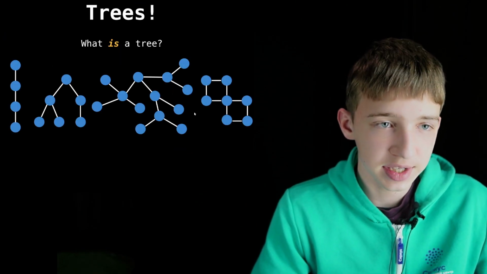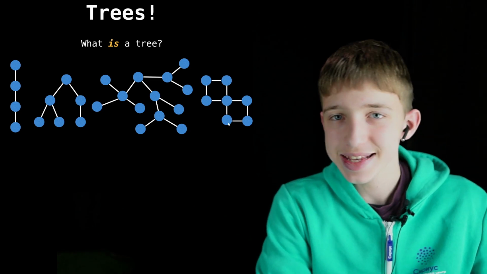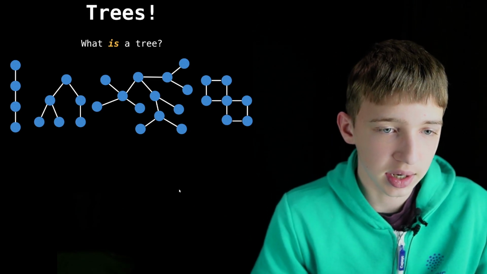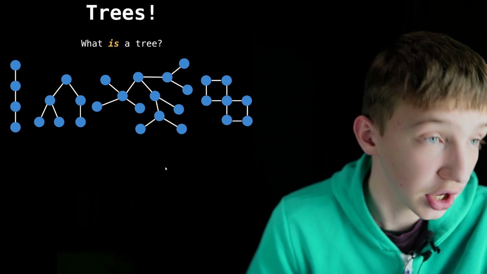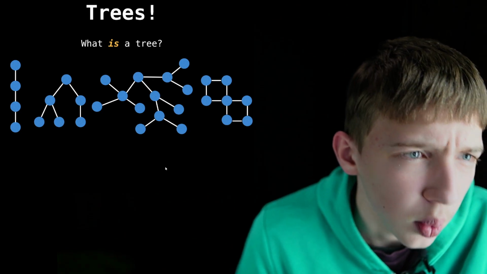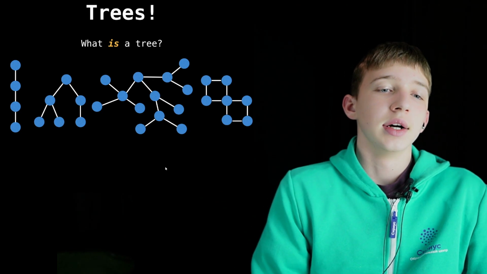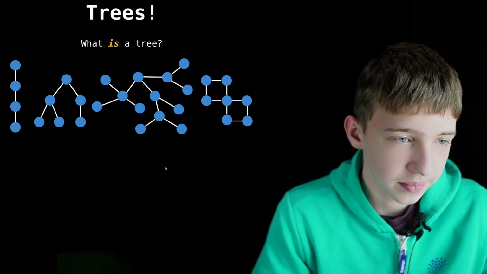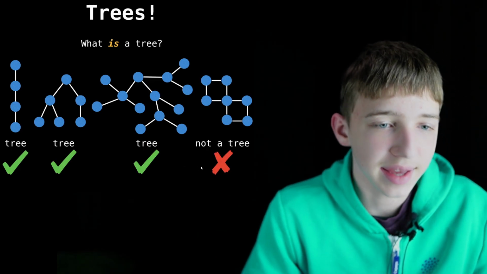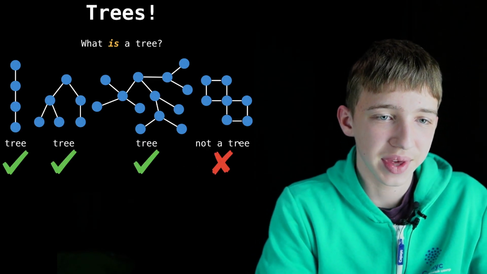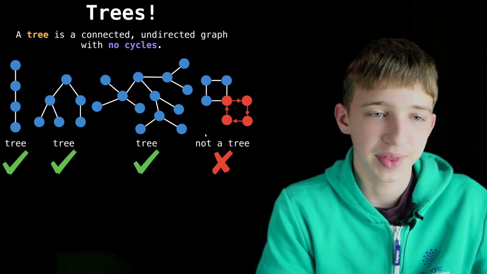What actually defines a tree? So between these four graphs, there is only one of them which is not a tree. Which one of them is not? The one on the end. Yeah, the last graph is not a tree, because of the definition.